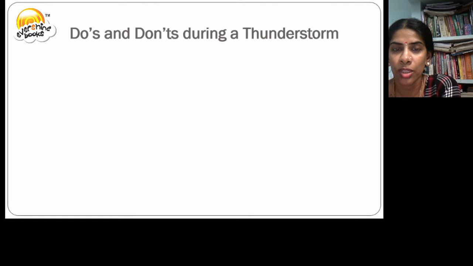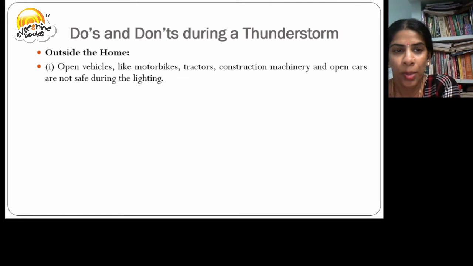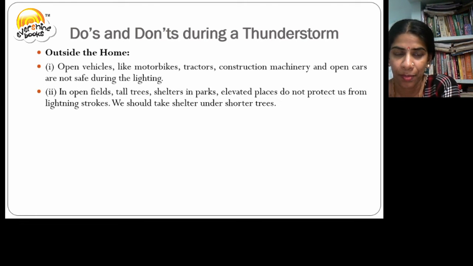What are the do's and the don'ts during a thunderstorm? When you are outside the home, open vehicles like motorbikes, tractors, construction machinery, and open cars are not safe. In open fields, tall trees, shelters in parks, and elevated places do not protect us from lightning strikes. We should take shelter under the shorter trees.